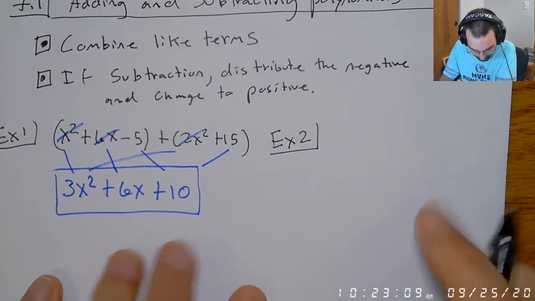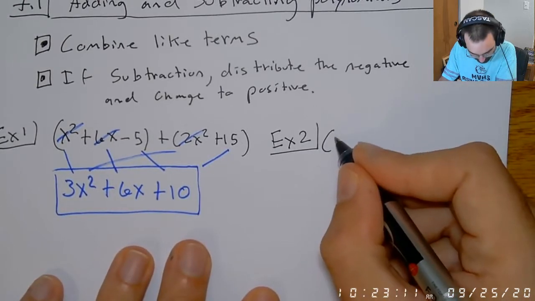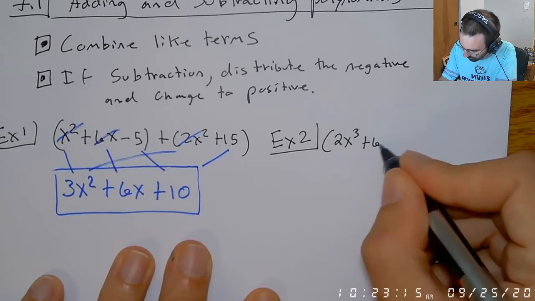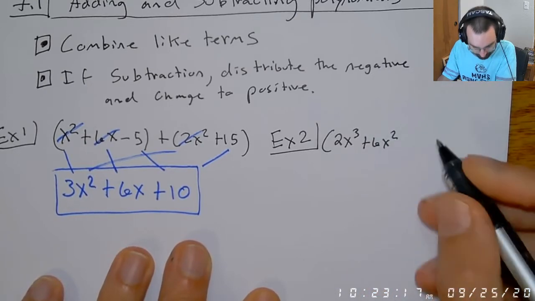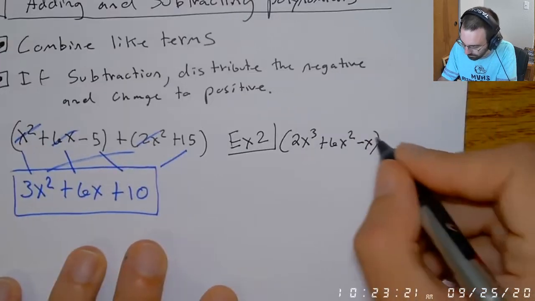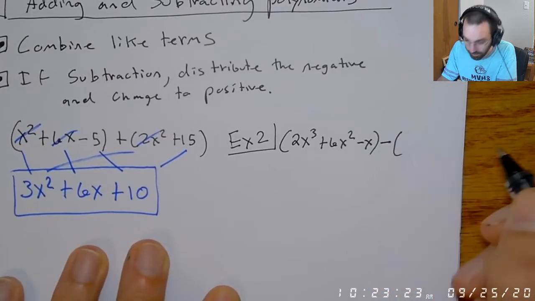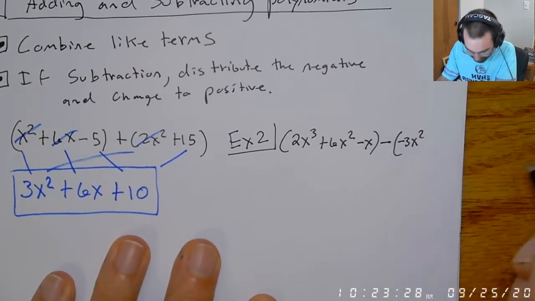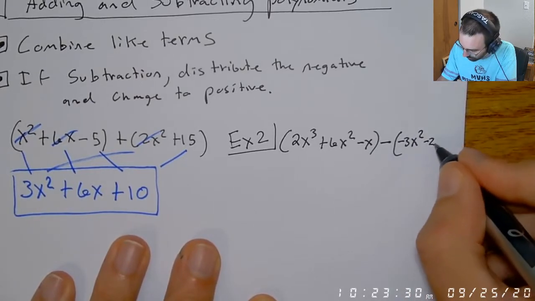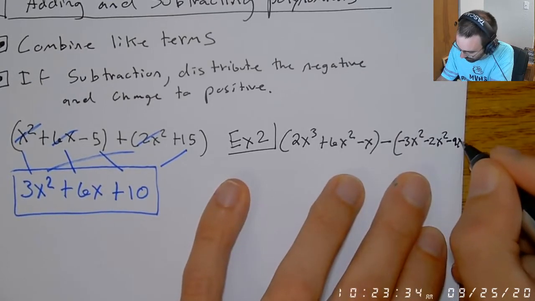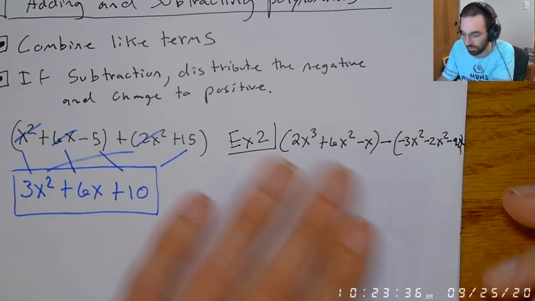Example number 2 is when we do subtraction. So I might have 2x cubed plus 6x squared minus x minus, ooh, it's a minus problem, minus negative 3x squared minus 2x squared, oh my gosh, I'm running out of room, minus 9x. Sorry guys, I ran out of room.